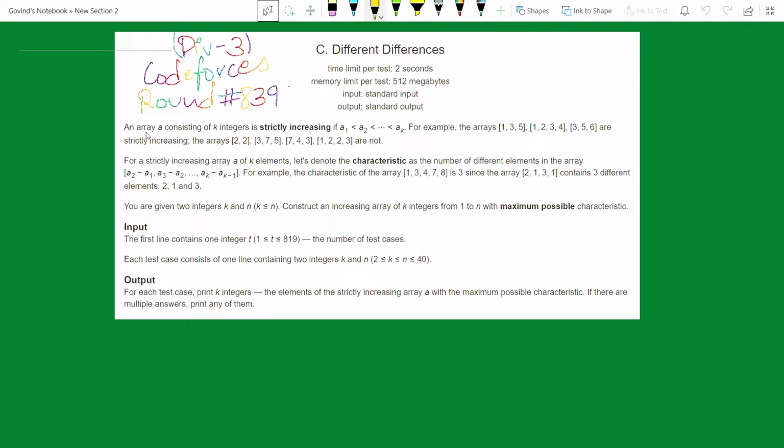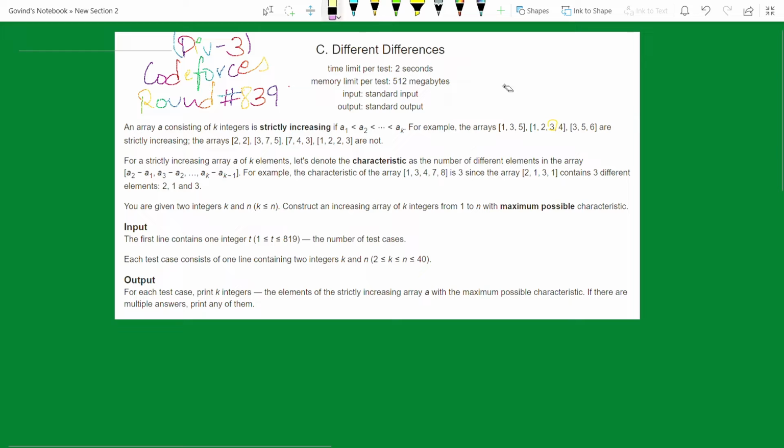There is an array of size k, and it will be strictly increasing if every next element is greater than its previous element. Okay, so these are some examples of strictly increasing arrays, like 1 3 5. It is a strictly increasing array, and these all are strictly increasing because every element is greater than all its previous elements. It's not equal, it's greater than that. So it is strictly increasing.